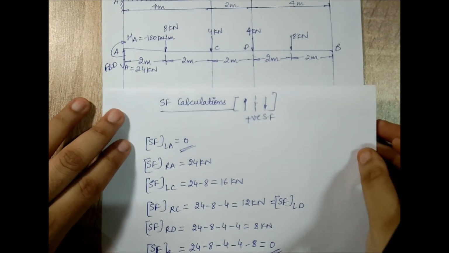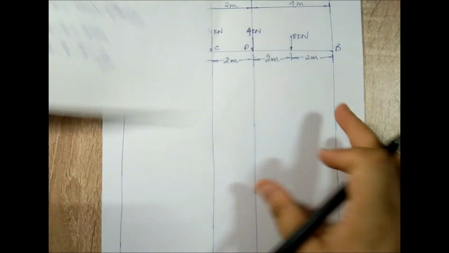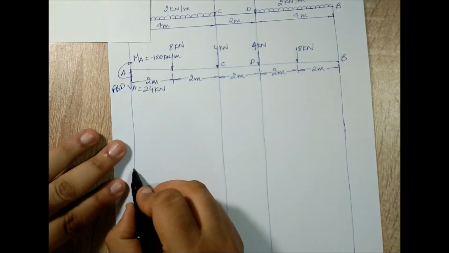I'll draw the graph now. All my values are positive. So I'll take my graph somewhere here.